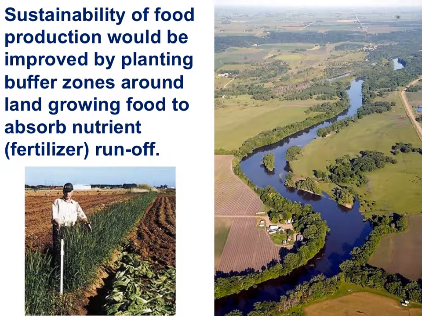Sustainability of food production would be improved by planting buffer zones around land growing food to absorb fertilizer runoff. You can see a buffer zone of plant growth between the edge of the farm and the ditch that carries water. In the aerial photo on the right, you can see the buffer zone of vegetation that protects the river from excess fertilizer that might otherwise run off the field into the river.